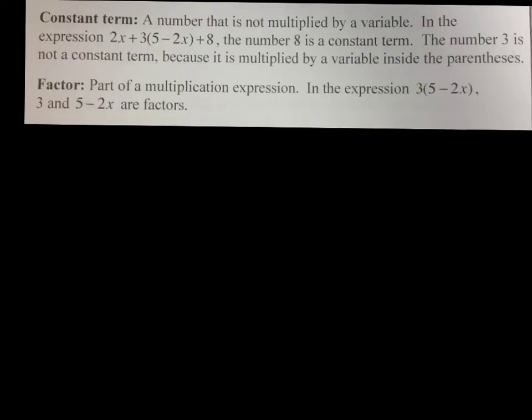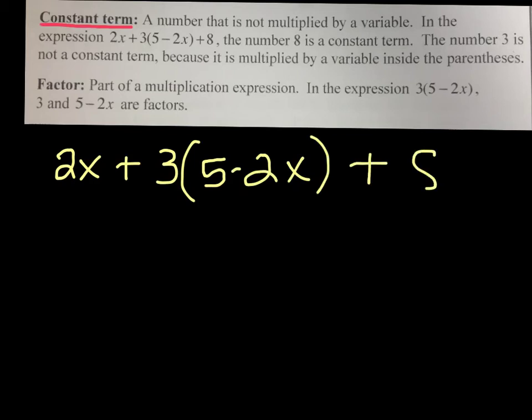All right, so another definition is a constant term. Let's read through that. A constant term is a number that is not multiplied by a variable. So it can't be multiplied. Let me show you what that means. We have 2x plus 3 times (5 minus 2x) plus 8. Let's look at each of those terms. We know there's three of them. We want to know which one's the constant term.